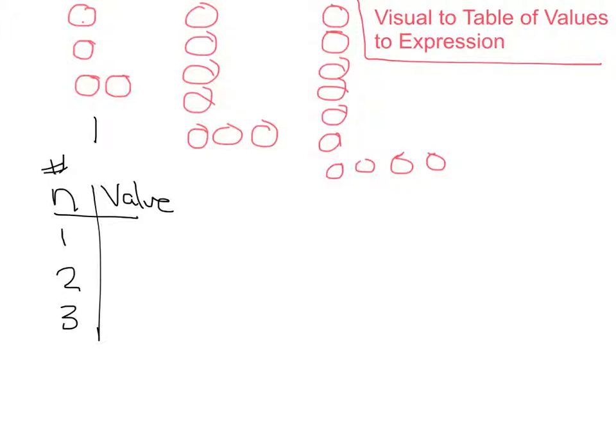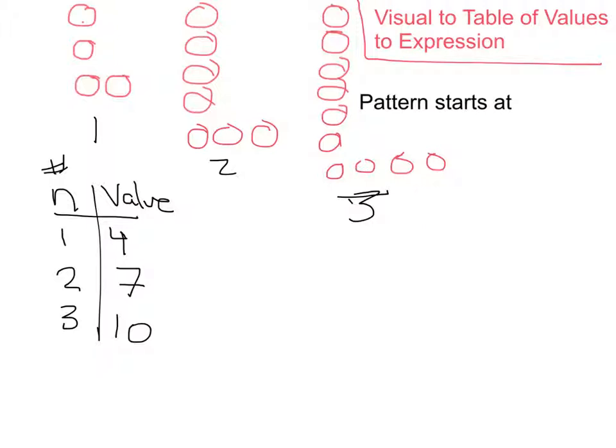So your first term here has how many circles? Has 4. Your second term has 7, and your third term has 10 circles. So what's our pattern? Well, we can definitely say in words that the pattern starts at 4 and increases by 3 each time.